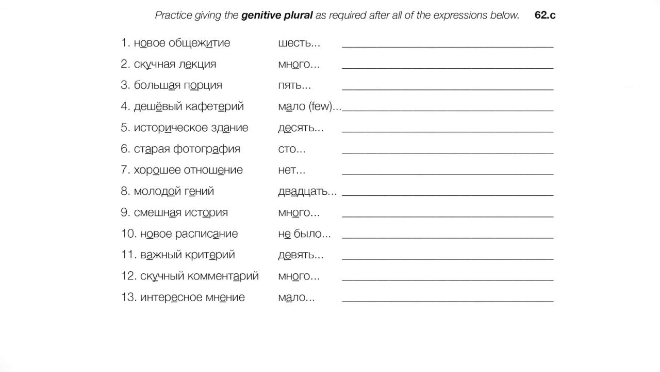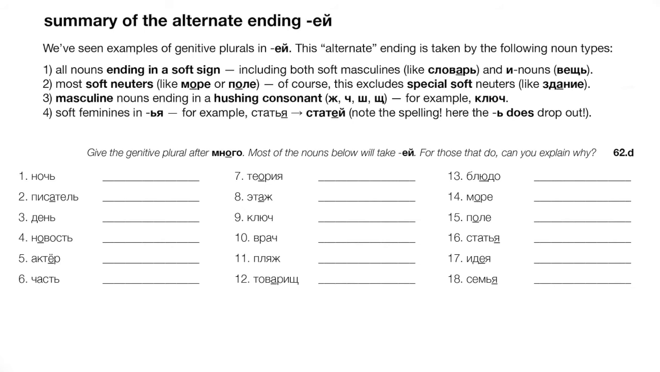Okay, let's quickly summarize one thing that's kind of tricky, right? What about this alternate ending -ей, right? Let's just review what noun types take this genitive plural ending. Number one, all nouns ending in a soft sign. So that could include soft masculines like словарь or feminines like вещь, right? Anything in a soft sign.